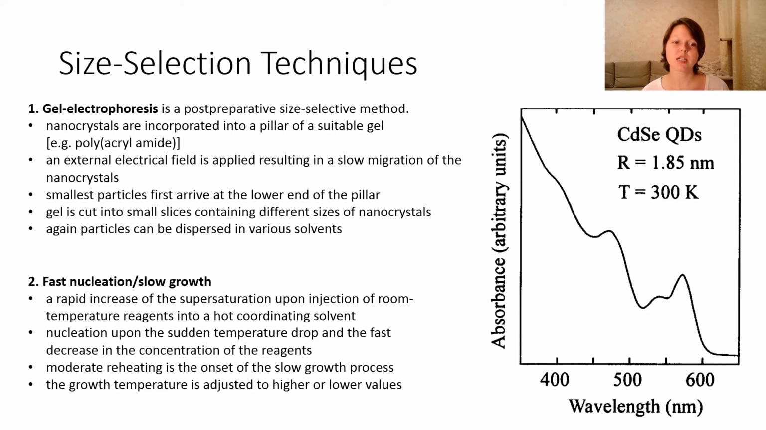And upon the sudden temperature drop and the fast decrease in the concentration of reagents, we obtain the fast nucleation. After this, moderate heating is used as the onset of the slow growth process. Simultaneously, the absorption spectra are used to monitor the changes of the size of the crystallites. Depending on what we want to obtain, growth temperature is adjusted to higher or lower values.